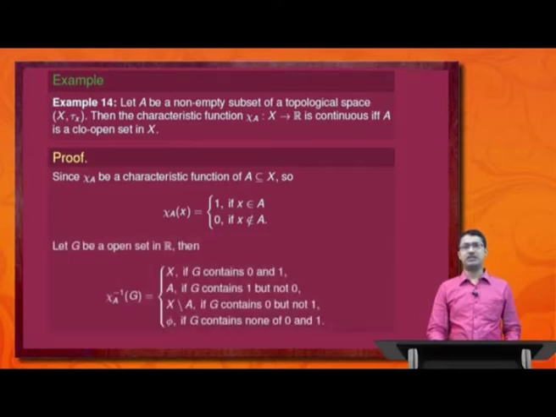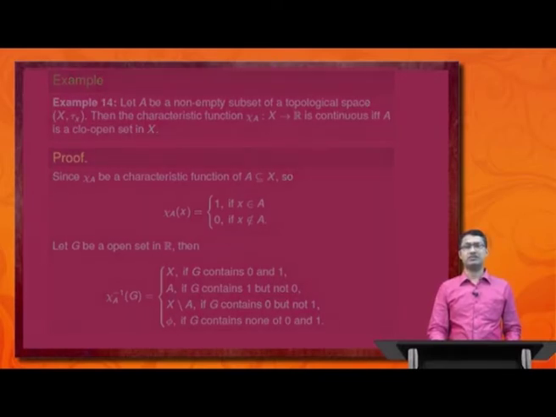Let G be any open set in R. Then chi A inverse of G, that means the inverse image of G under the characteristic function chi A, is equal to X if G contains 0 and 1, and it is equal to A if G contains 1 but not 0, and it is equal to X minus A if G contains 0 but not 1, and finally it is equal to phi if G contains none of 0 and 1.